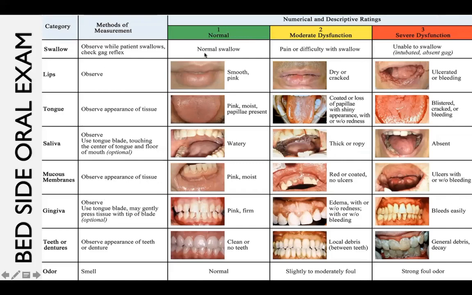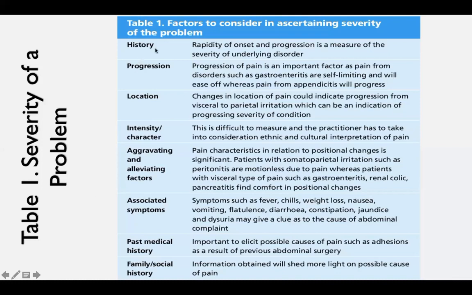So on the basis of this, this is a numbering system: 1 for normal, 2 for moderate, and 3 for severe. On the basis of the 8 findings, we can give a score. On the basis of the score, we can see whether the overall bedside oral exam is normal, or mild, moderate, or severe in nature. So this is very important for you to remember in the case of oral exam. This is the bedside exam, and this is also a severity of the problem. So this is table number 1.